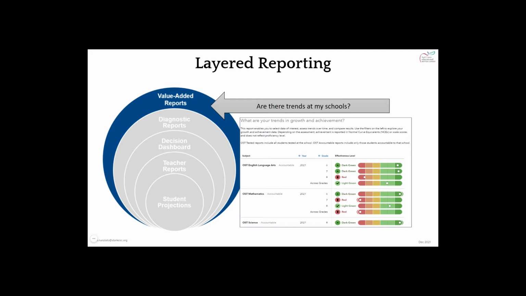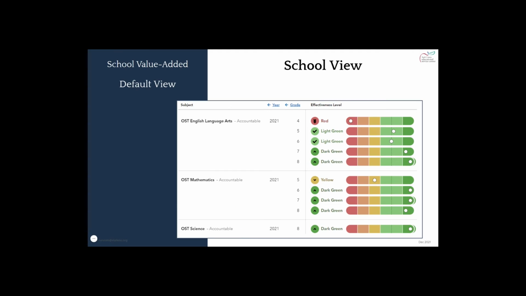So when we look at our different layers of reporting, we're going to look at the value added reports. What are the trends at my school or schools? And we can look at this also at the district level. But most of our examples are going to be based on the school level.